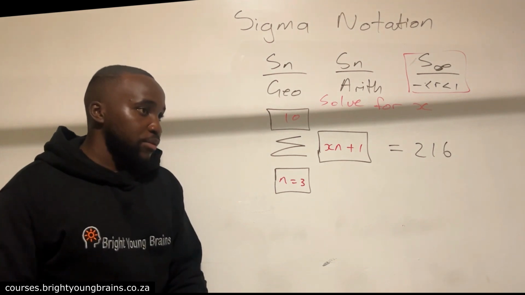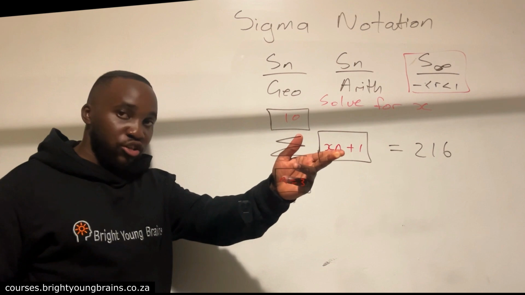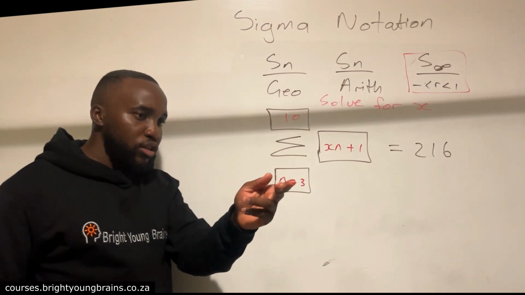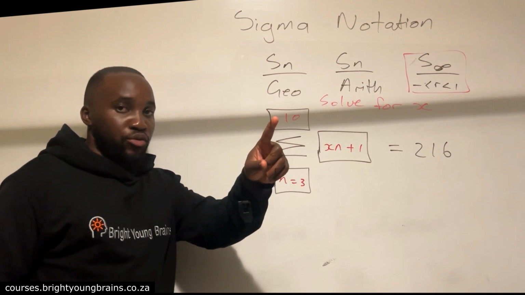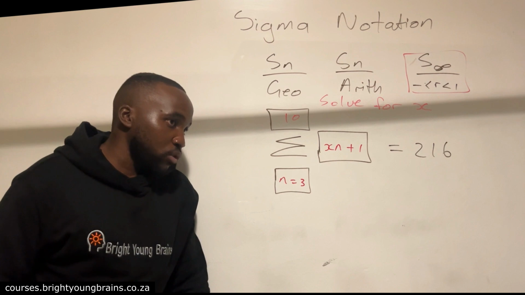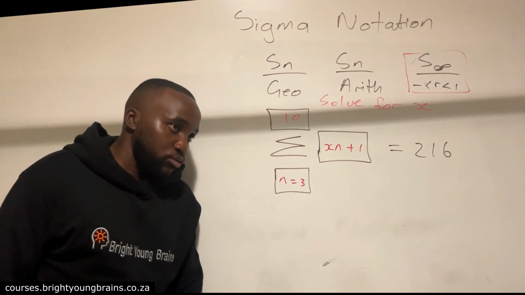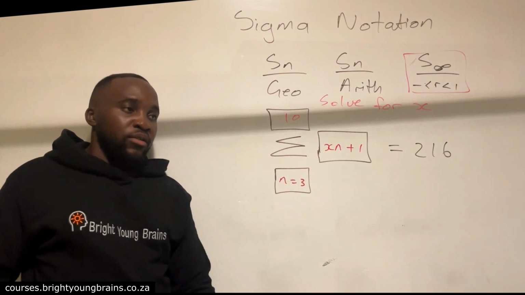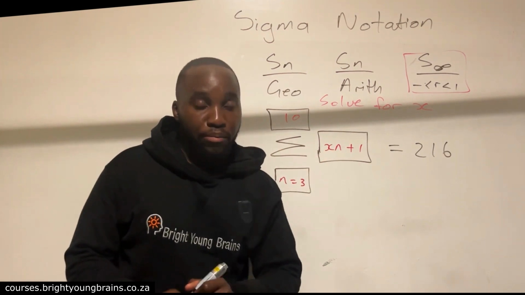If they ask us to solve for x here, we just have to remember the basics of sigma notation. We need to know that this is the general term, that this is where you start in terms of the numbers that you add up, that this is where you end, and that this is what our series is supposed to add up to. So if you're to solve for x here, you would need to reverse engineer the question.